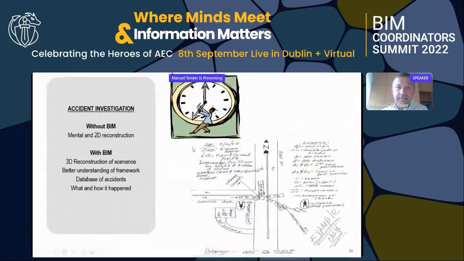In terms of accident investigation, BIM allows us an easier reconstruction of each scenario. If I don't use BIM, I can do a 2D approach and a mental approach to the reconstruction of the scenario, like this drawing. If I have BIM, I can do a 3D or 4D reconstruction of the scenario to better understand the framework, and I can organize a database of accidents more easily. And the most important thing is to understand what happened and how each accident happened.